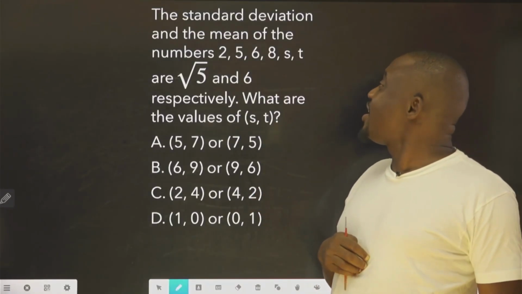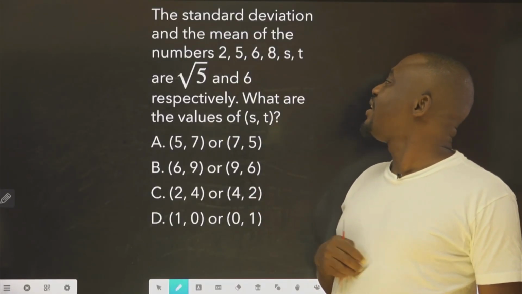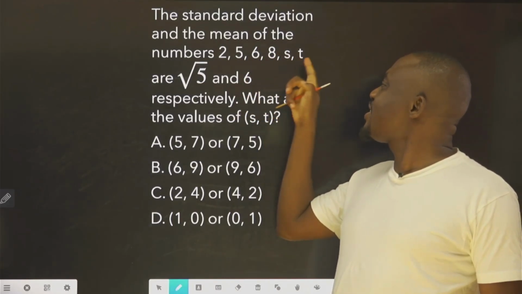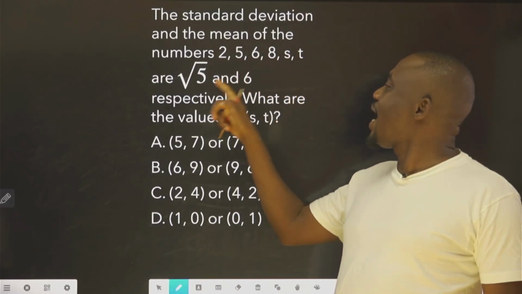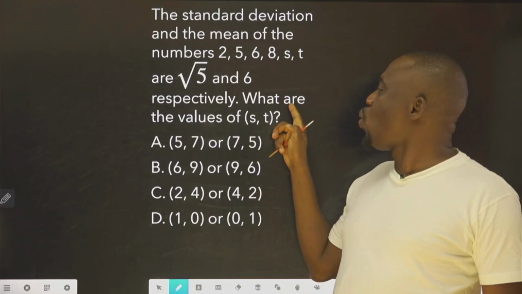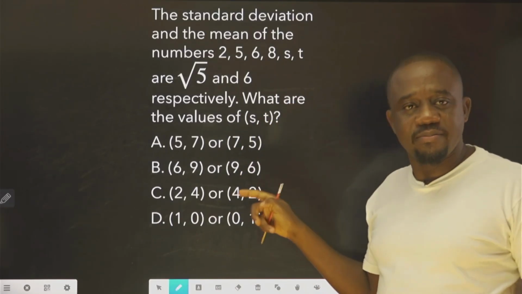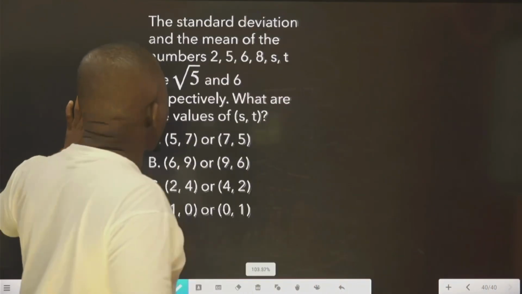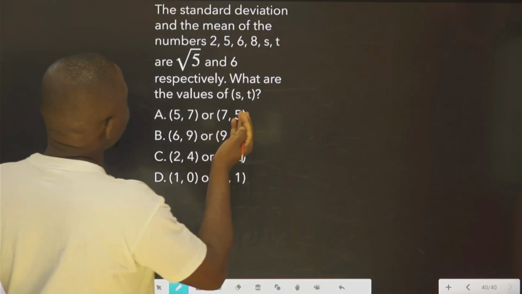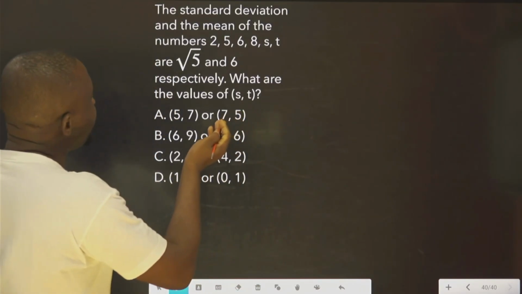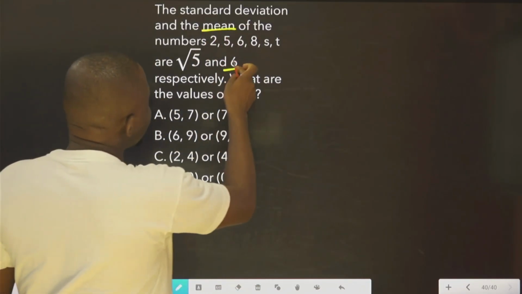Okay? Look at this question. It says the standard deviation and the mean of the numbers 2, 5, 6, 8, S, T are this and this respectively. What are the values of this? First of all, we are given the mean. So I'm going to go for the mean first. That is, this is the mean.